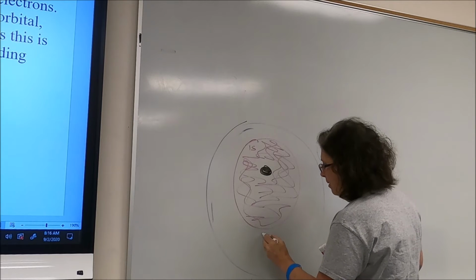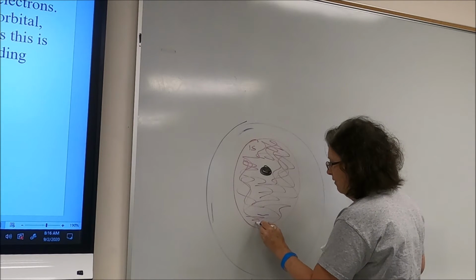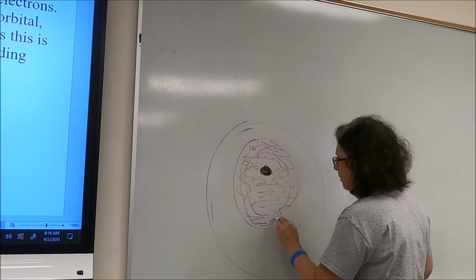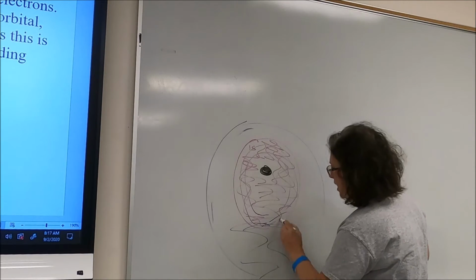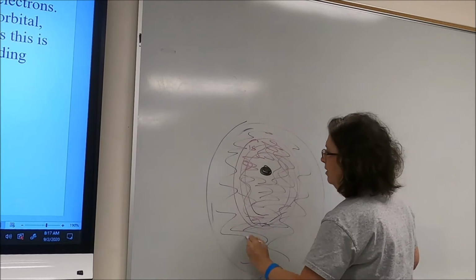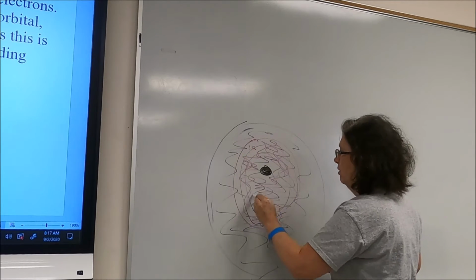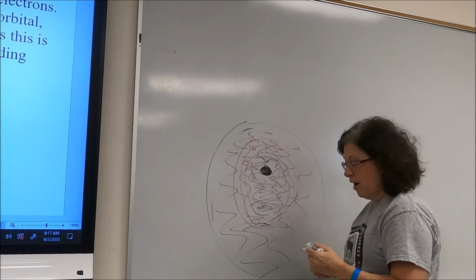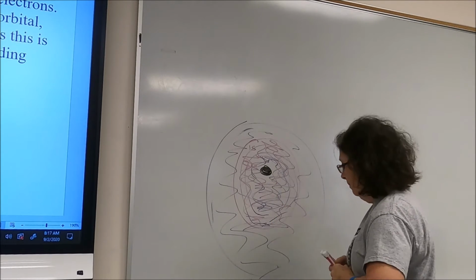But remember, it has some dead zones. So it has kind of a dead zone here. So I'm going to draw kind of a double circle here. So it's in all of this space, and it's in here. Okay, so it's got some penetration in next to the nucleus.